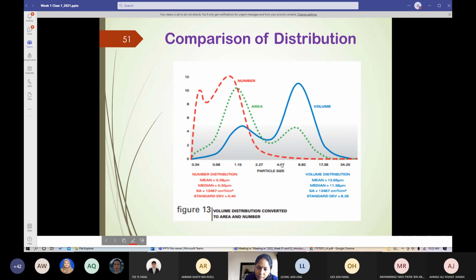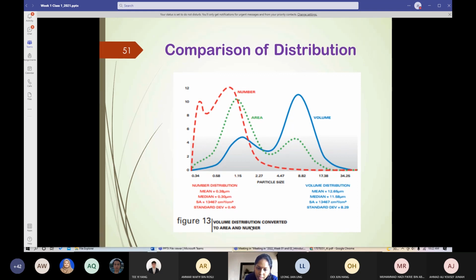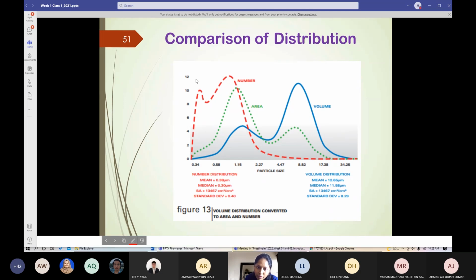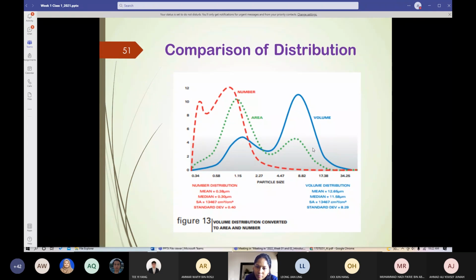So if I take the same particles and do a volume distribution, this is a volume distribution converted to area and number. The same product can give me different bulk sizing, different bulk distribution. I can have a different number sizing, a different area sizing, and a different volume sizing.